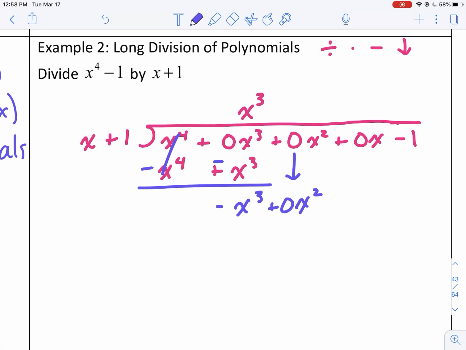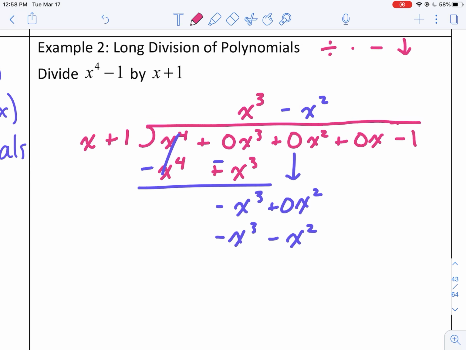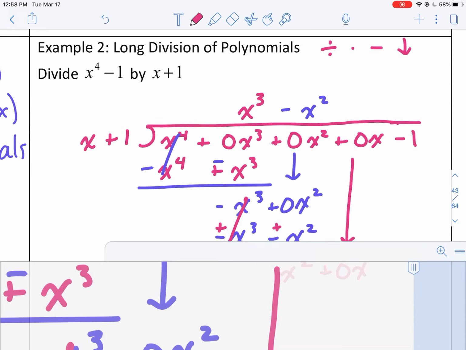Now I'm going to divide. Negative x cubed divided by negative x is negative x squared. Now I'm going to multiply. Negative x squared times x plus 1. So I get negative x cubed minus x squared. Now I'm going to distribute a negative, making both of these positive. These cancel, and I get x squared. And now I'm going to bring down my plus 0x.